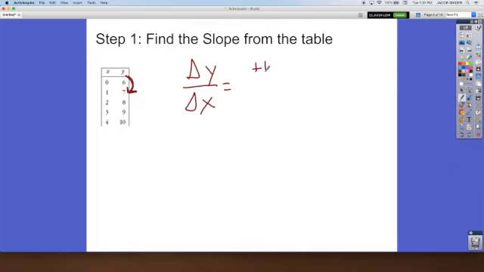So positive 1 or plus 1, right? Okay? How much does it change from 0 to 1? Oh, that's easy too. It goes plus 1 again. Simplify, my slope for this table is 1.